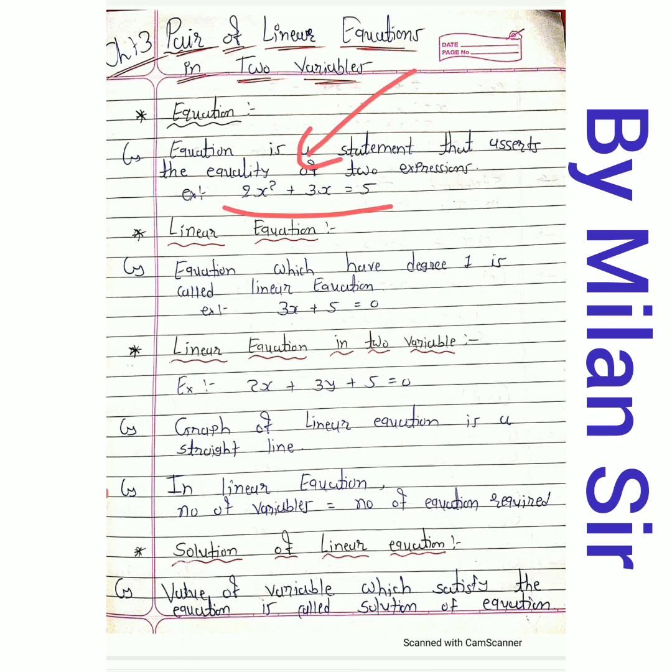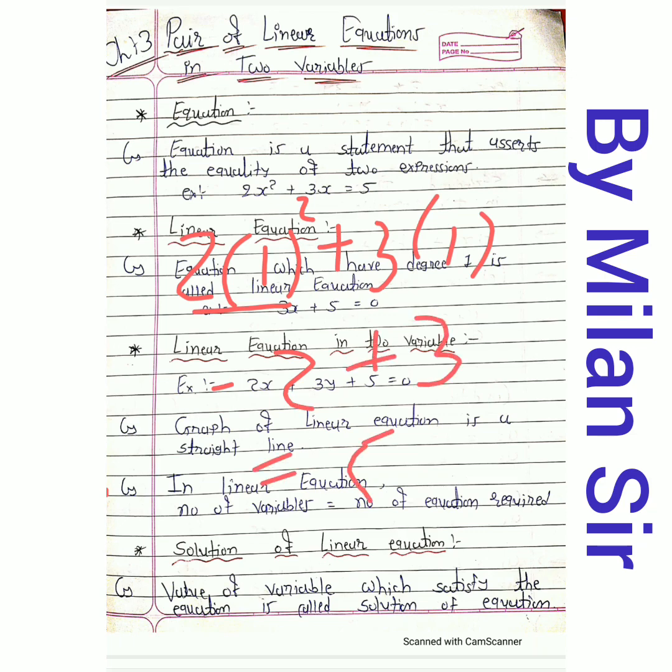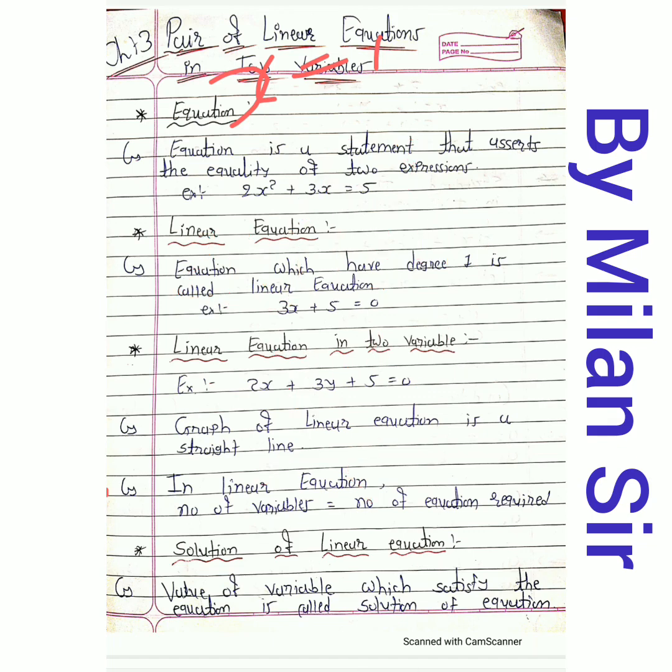First example is 2x square plus 3x is equals to 5. Now for which value of x are the left hand side and right hand side the same? If we put x is equals to 1, then in place of x we put 1, so 1 square, then 3 into 1. So 2 into 1 is 2, 3 into 1 is 3, total 5, this is the right hand side. So x is equals to 1 is called a solution of the equation. The value of x which satisfies the equation is called the solution of the linear equation.